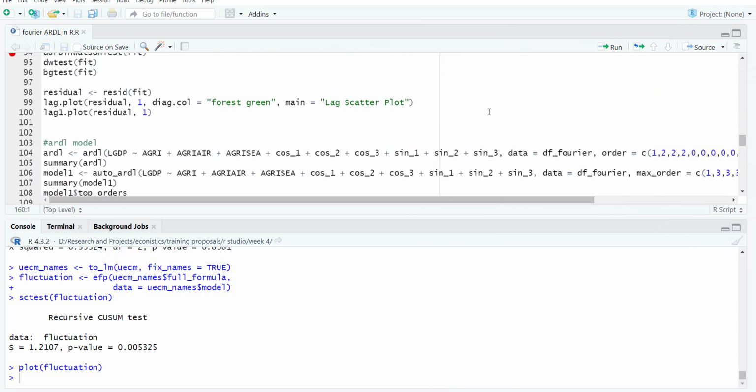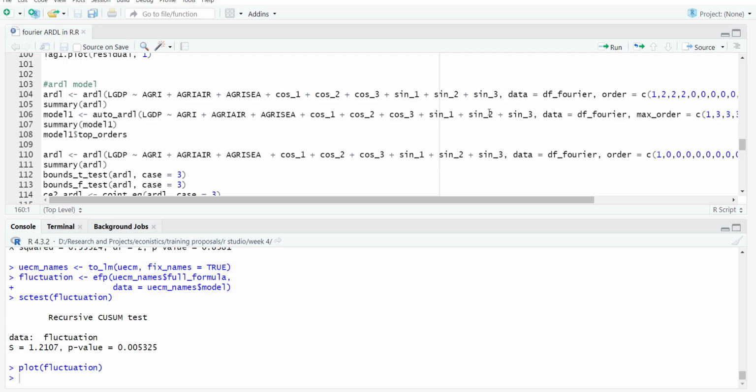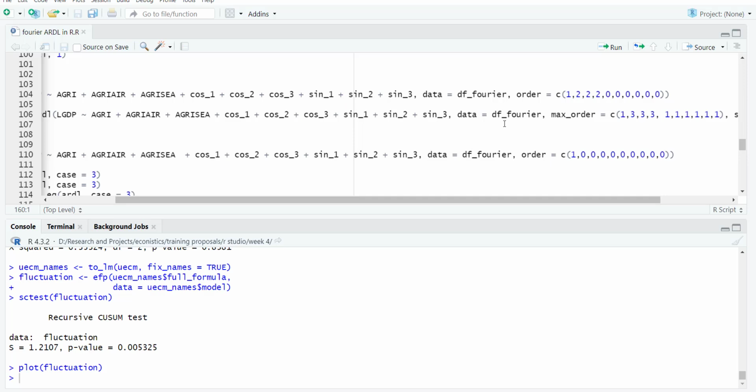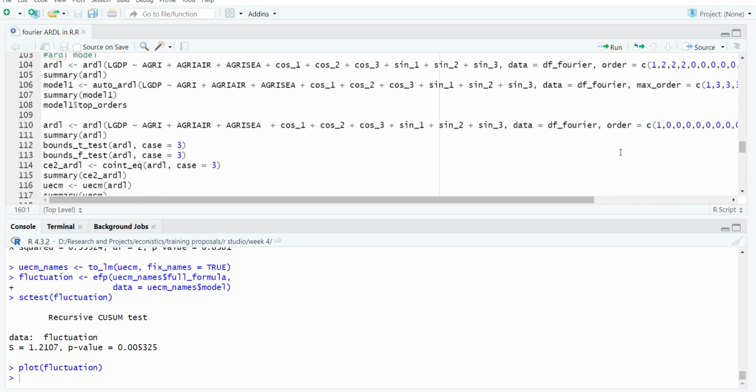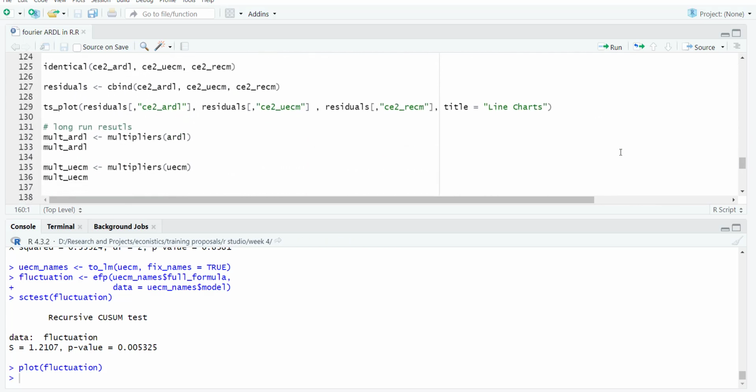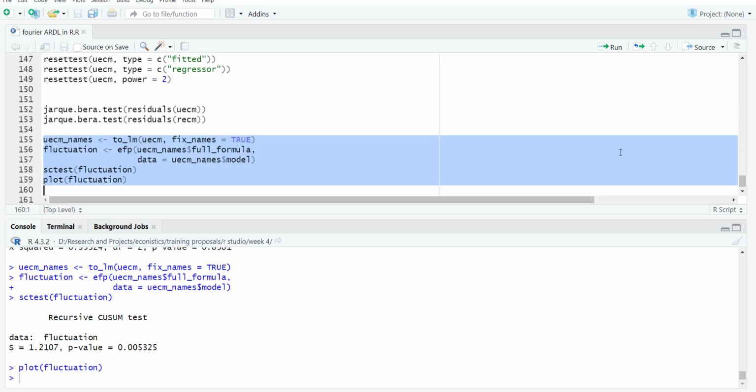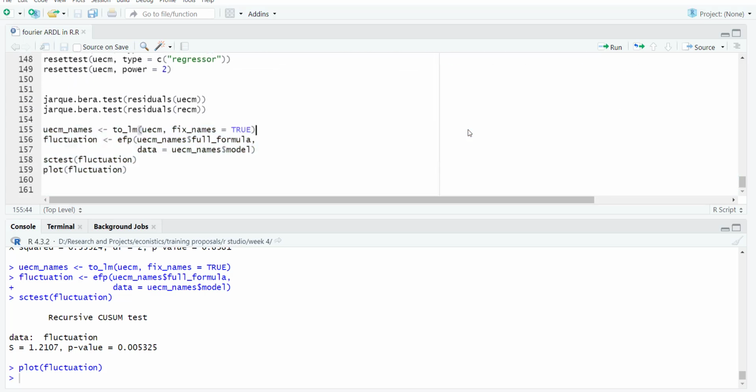I will go down slowly so that you can learn how the code is written, this portion and then this portion. The BIC criterion was used to check for the lag order. The rest of the commands are small enough to be shown on one screen. I hope you understood this Fourier series ARDL model. You can use it in your analysis and you can improve your results by removing the noise that is in the data because of seasonality. Thank you very much.